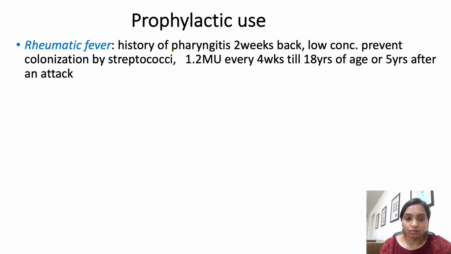Rheumatic fever should be treated, and recurrent infection and complications can also be prevented by giving prophylactic therapy, which will prevent colonization by streptococcal infection. How much we give is also very important: 1.2 million units every four weeks. This is very important, because this usually occurs in a younger age group, continued till 18 years or up to 5 years after the initial attack, to prevent recurrence of the same complication.